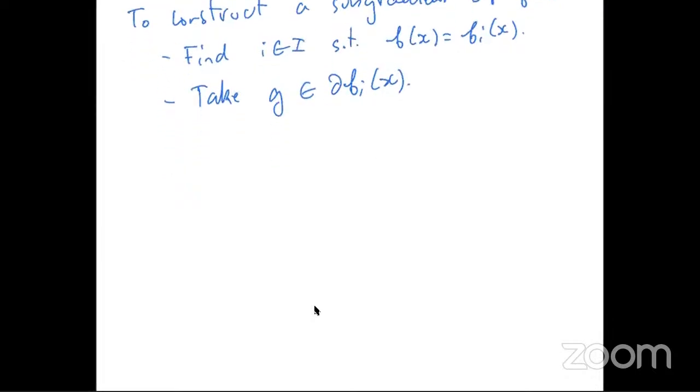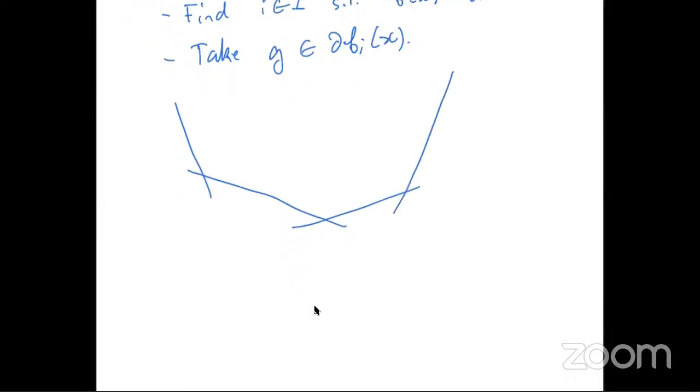Let me illustrate this with a picture. The simplest picture of a function defined pointwise is a polyhedral function, so you have something that looks like this. Here, this is a max of 4 linear functions. So this is f1, f2, f3, and f4. Okay, so f1, f2, f3, and f4 are 4 linear functions.